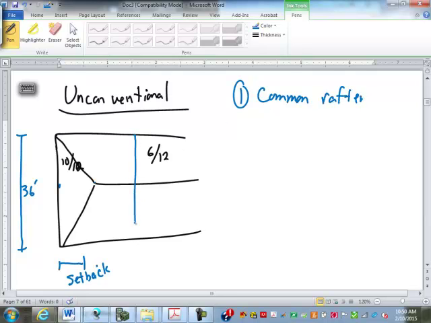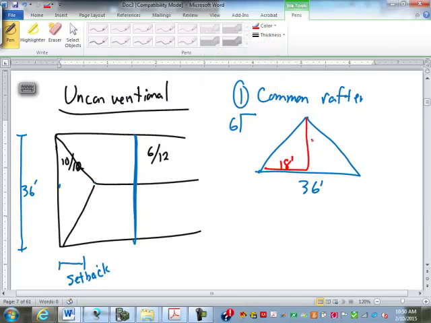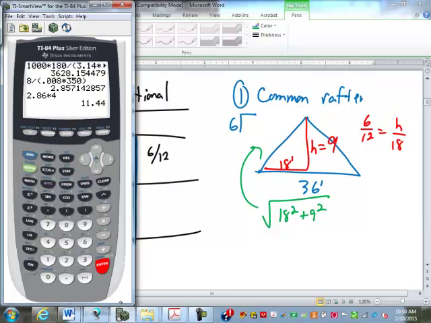Remember, the common rafter is here in the main roof, so we're looking at taking a cut right there and looking at it. And it'll look like this. 36 feet, 6/12 slope, which means we're looking at this, which is going to be 18 feet. H is going to be 9, just because it's a 6/12 slope, the height is half the run. It'd be 6 over 12 equals H over 18. It comes out to be 9. And then we have to find the length of the common here, which is going to be the square root of 18 squared plus 9 squared.